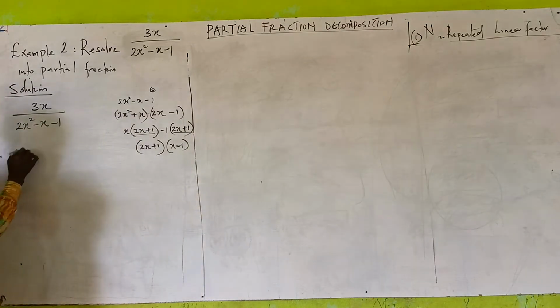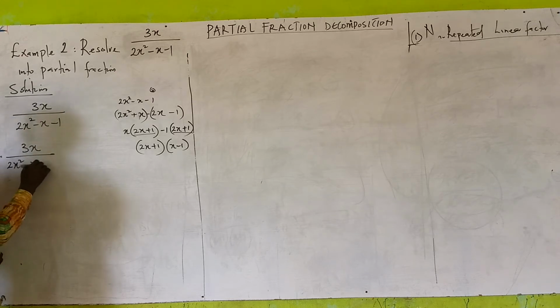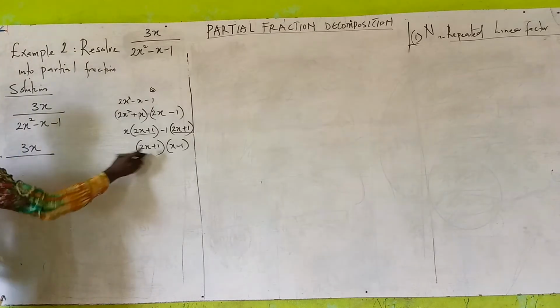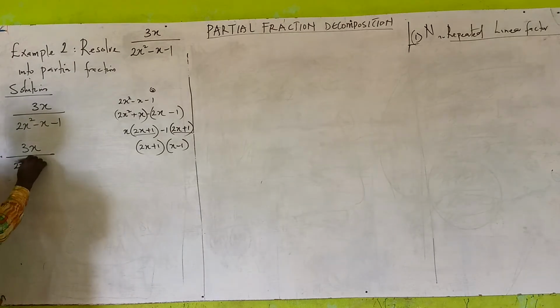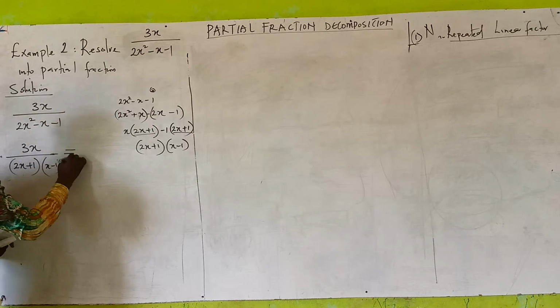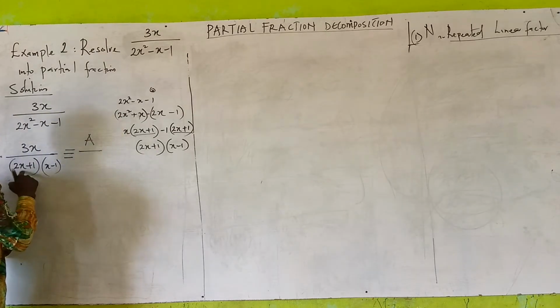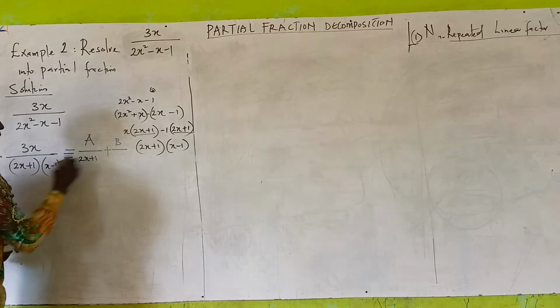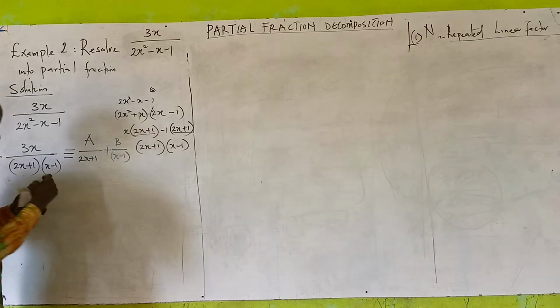So therefore, we write 3x divided by 2x squared minus x minus 1. Since we already have this root, there is no need for us to write this again. We just write this 2x plus 1 into bracket x minus 1. And this is equivalent to a over 2x plus 1 plus b over x minus 1.